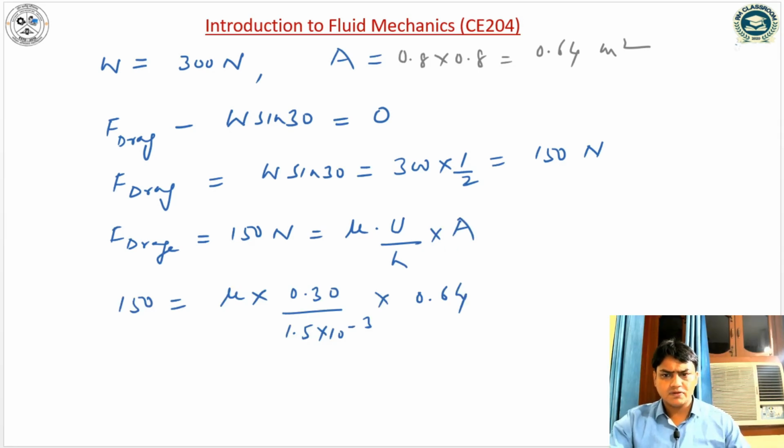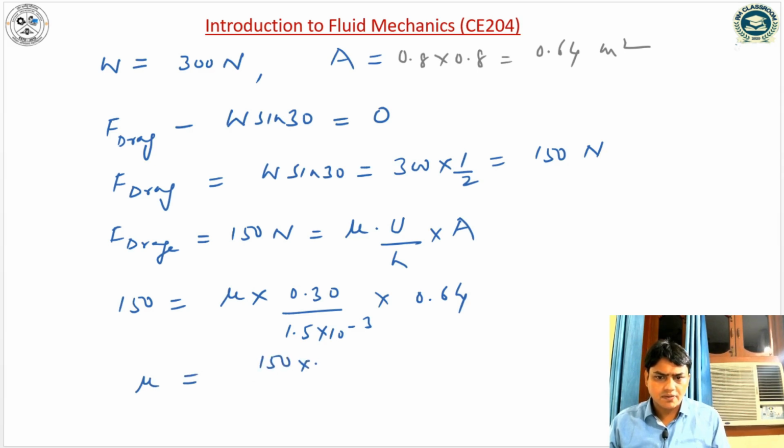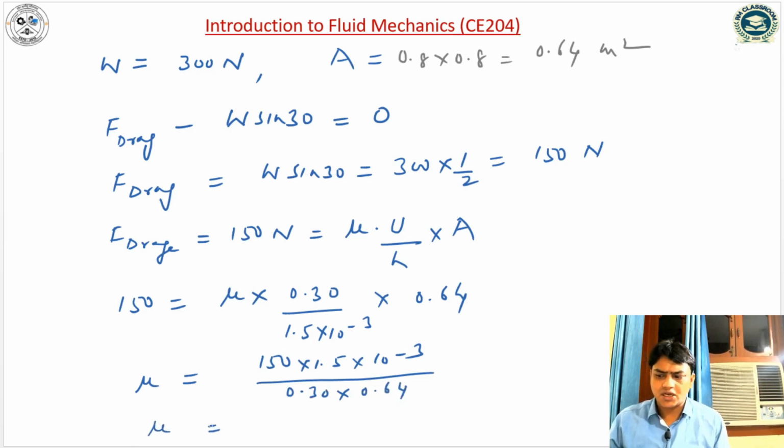So if I compute the value of dynamic viscosity, mu is equal to 150 into 1.5 into 10 to the power minus 3 divided by 0.3 into 0.64. So the dynamic viscosity of oil is coming 1.172 Newton second per meter square. So this is the answer.